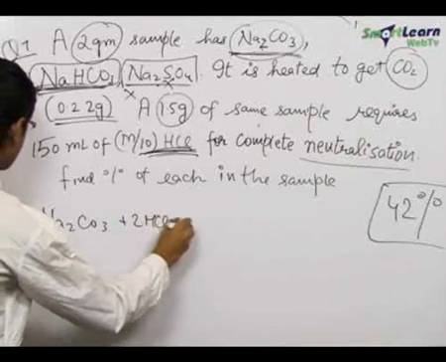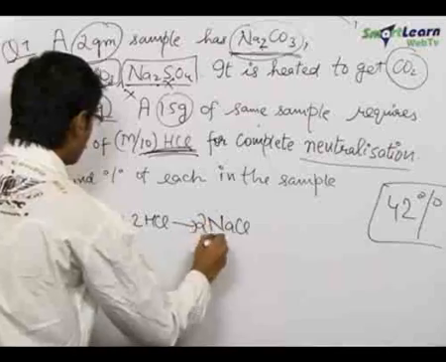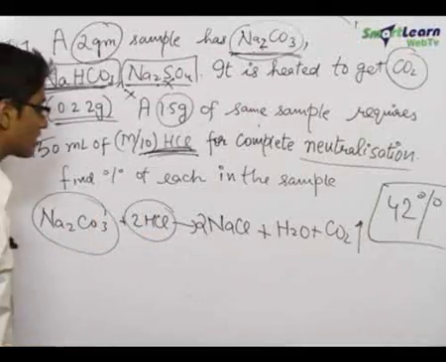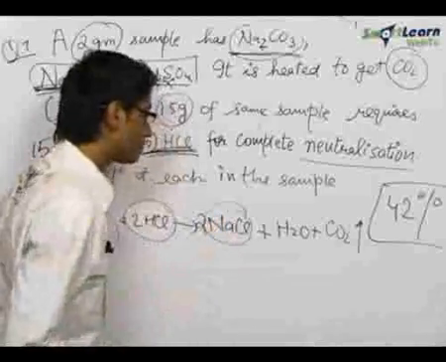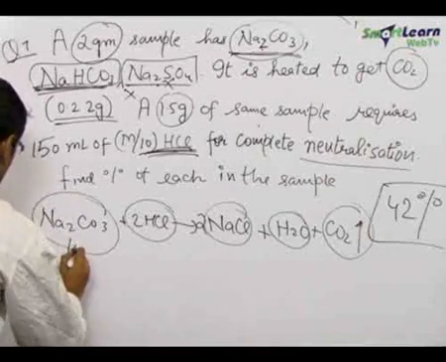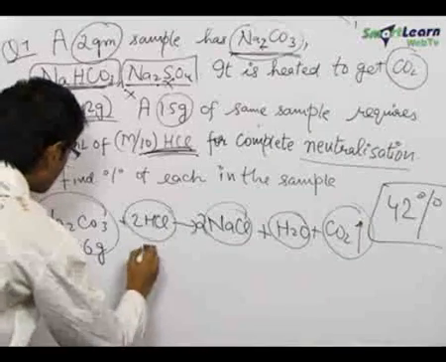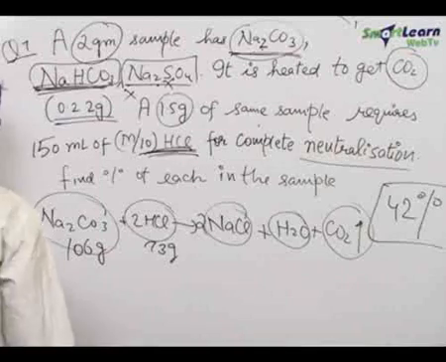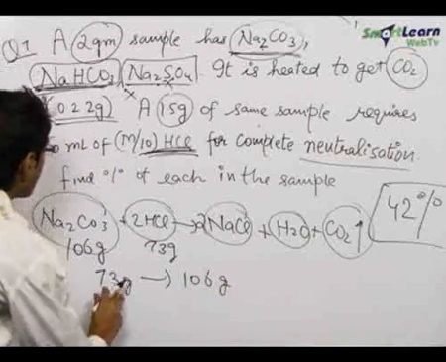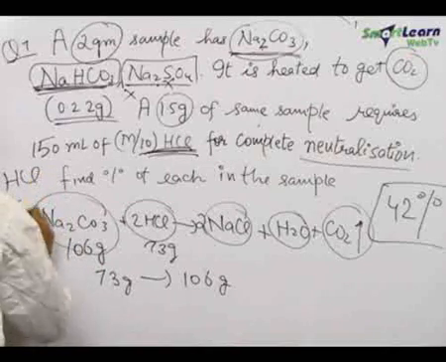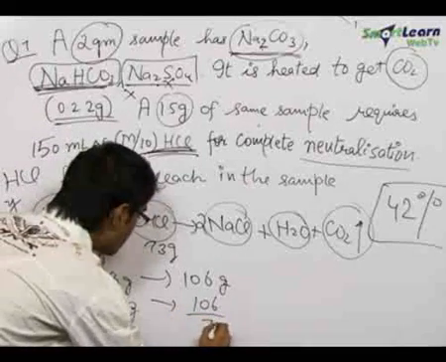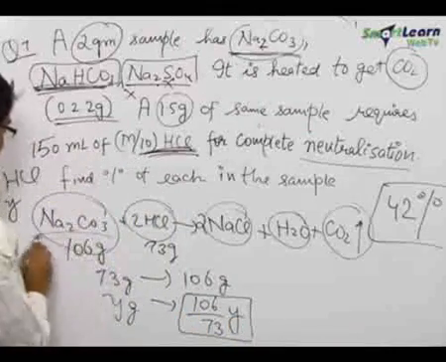Na2CO3 plus 2HCl gives 2NaCl plus H2O plus CO2. We know that when an acid and a base react in a neutralization reaction, salt is formed, water is formed and CO2 is liberated. Hence this is 106 grams, and this is 2 into 36.5, which is 73 grams. Hence we can say that 73 grams of HCl is utilized by 106 grams of Na2CO3. Let us say HCl equals Y grams. So Y grams of HCl will be utilized by 106 upon 73 Y grams of our Na2CO3.